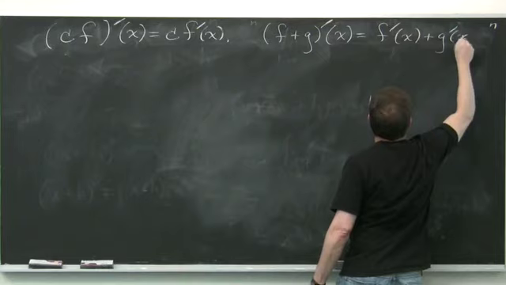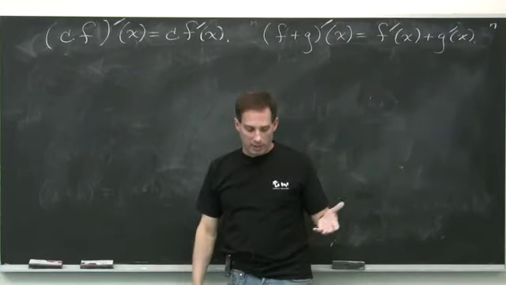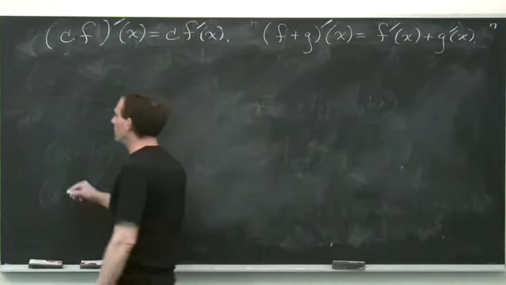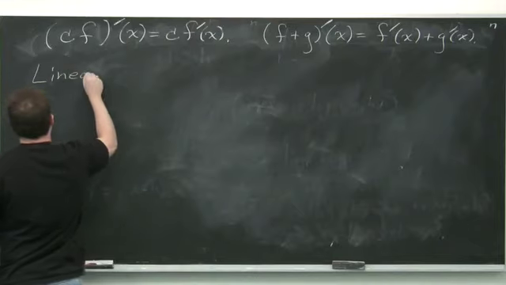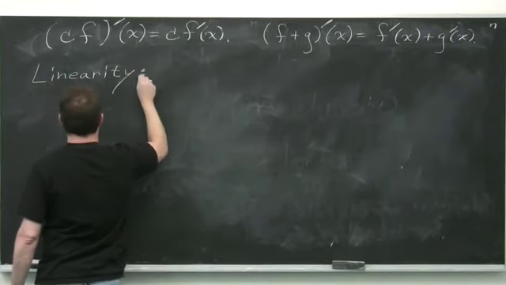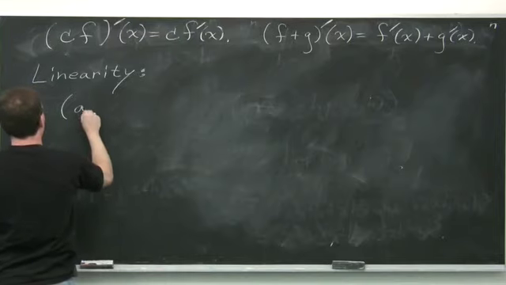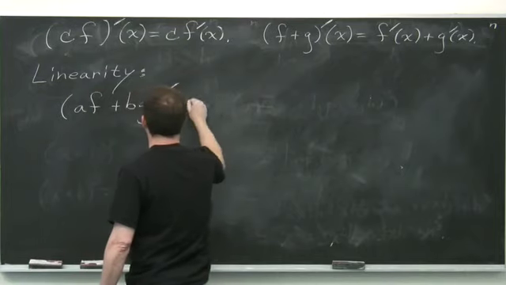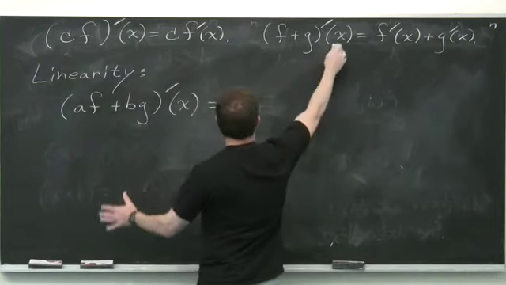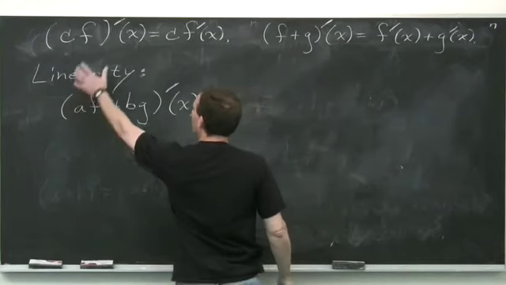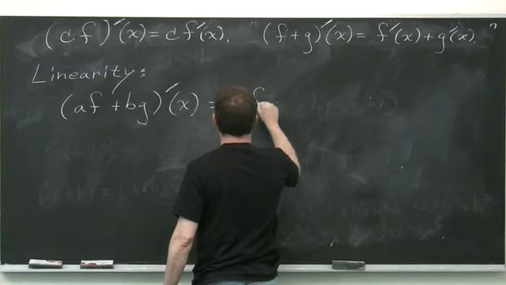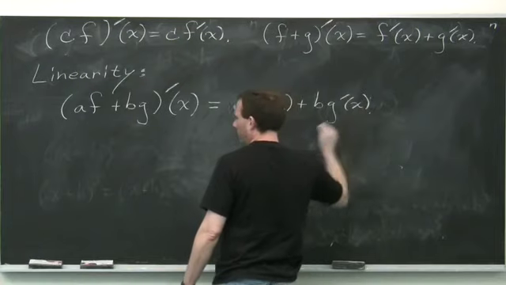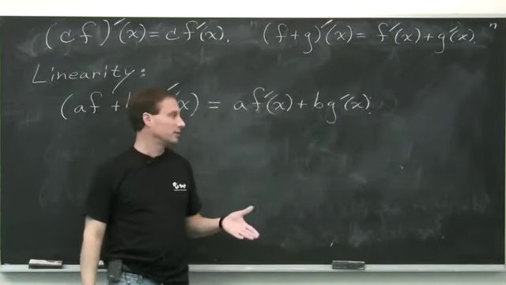If you combine these two things, you get a property that's referred to as linearity. We say that differentiation is a linear operation. So linearity, which gets used in calculating derivatives all the time, says if you've got some constant times a function plus some constant times another function, and you want the derivative, you split up the sum, like this tells us we can do, and you pull out the constants, like this tells you can do. So you get a times f prime of x plus b times g prime of x. Differentiation is linear. It's a linear operation.